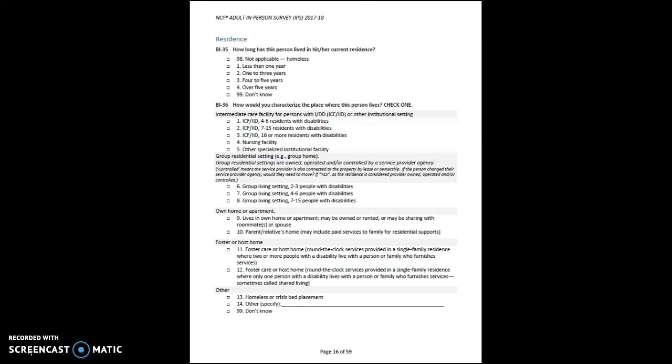And then we have those other response options. If the person is perhaps homeless or in a crisis bed placement, they may also be living in some other type of setting that really does not fall into any of the buckets that we have predetermined here. And so you would just please specify what type of setting that is.